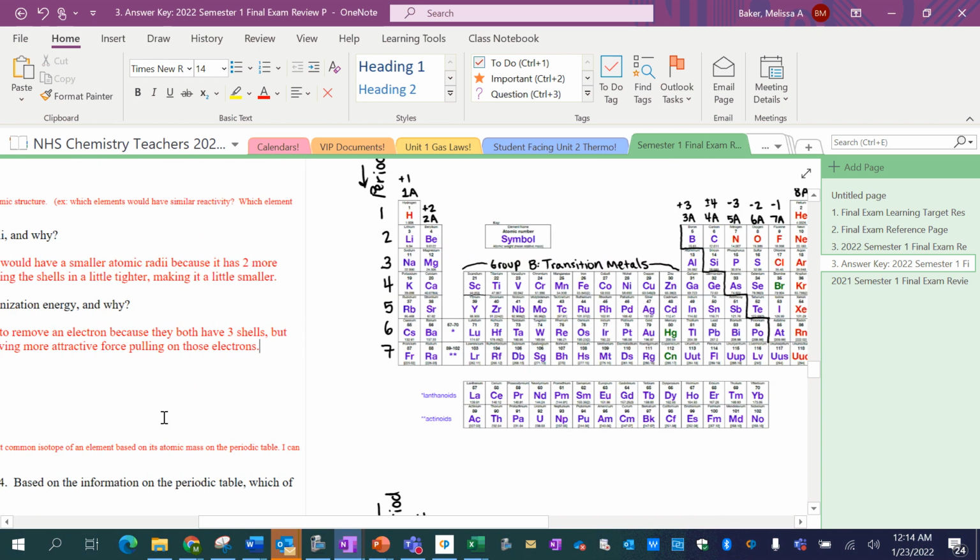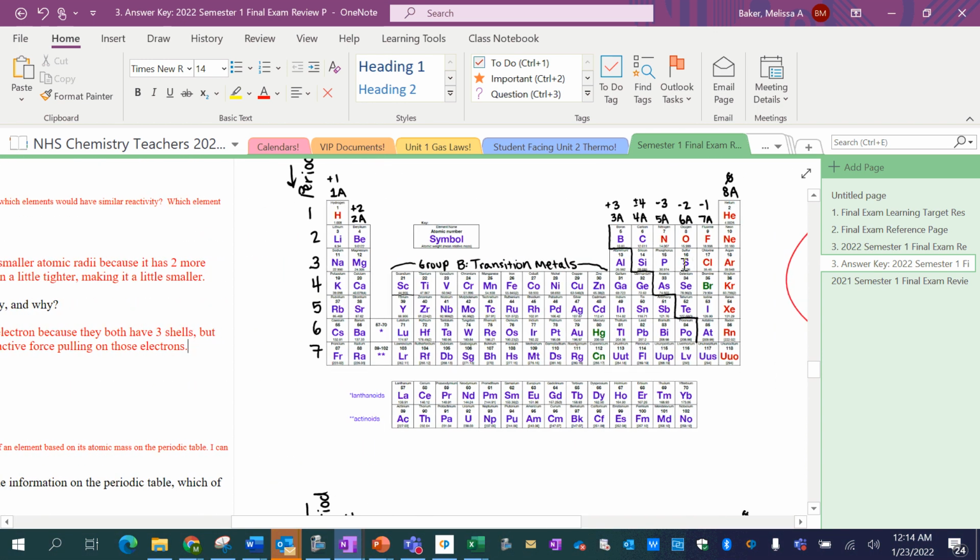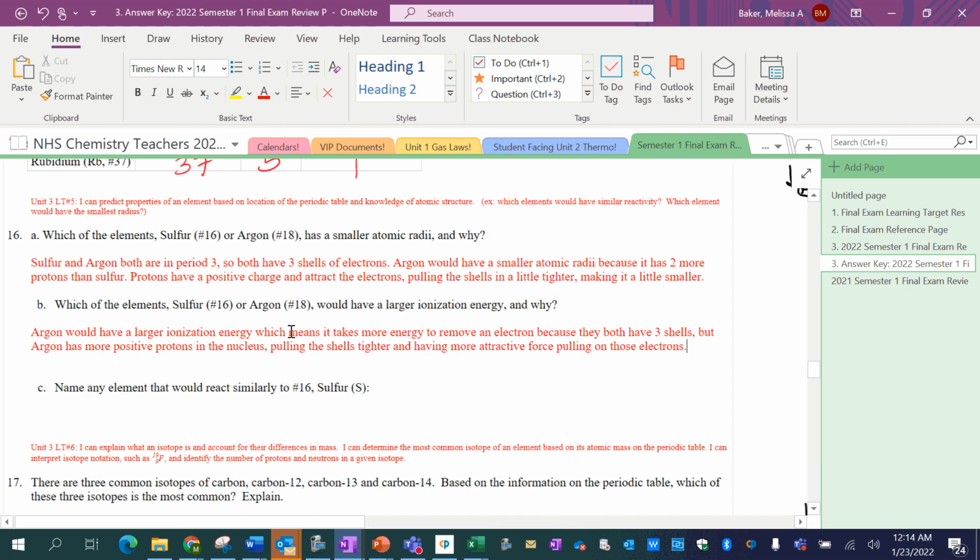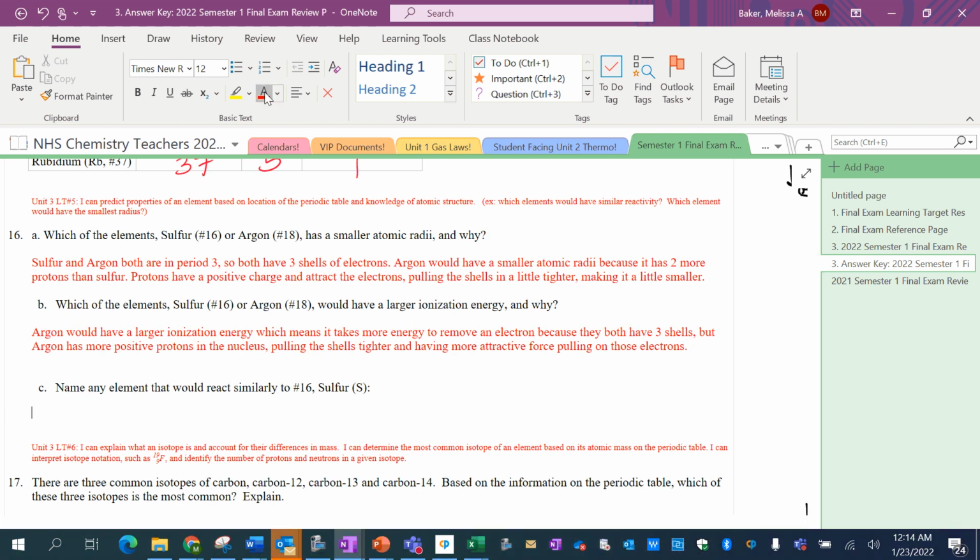Name any element that would react similarly to sulfur. Anything in group 6A, because they have 6 valence electrons. That's why they would react similarly. They all want to gain 2. So number 8, oxygen, for example.